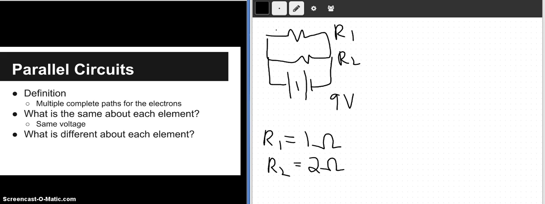What's different about each element? Yes, R1 and R2 could have different resistances, and that is definitely something. The other thing that's different is that they get different currents. The current splits. So whatever current comes out of the battery is going to actually separate into 2 branches or 3 branches or more branches, depending on how many parallel paths you have. So they are not going to get the full current from the battery, and they actually might get different percentages of that current. So that's going to be something that's different.